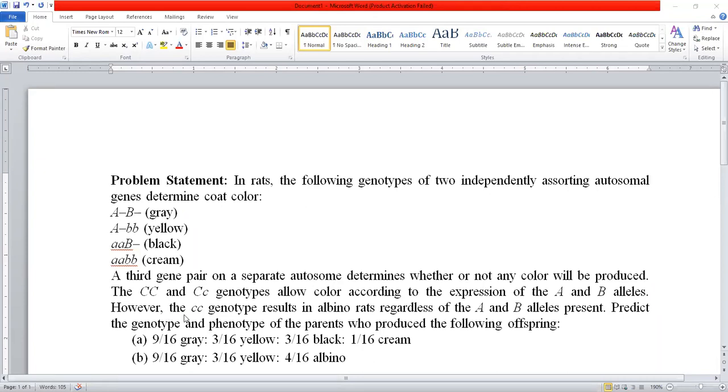However, the small c genotype results in albino rats regardless of the capital A and capital B alleles present. The homozygous recessive genotype with regard to the C gene, small c small c, results in albino rats regardless of the fact that the dominant A and dominant B alleles are present.